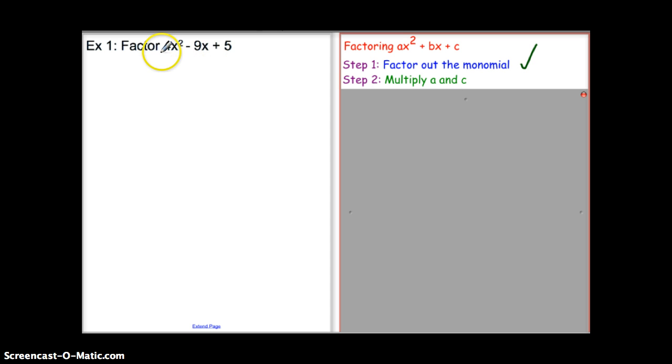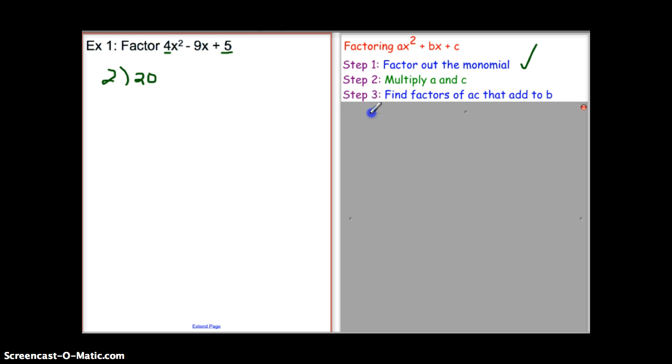Step 2, we're going to multiply a and c together. So I'm going to take 4 and 5 and multiply those together to get 20 for step 2. Not too hard so far.